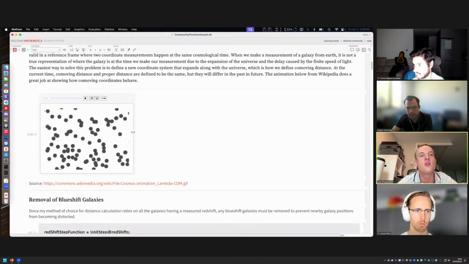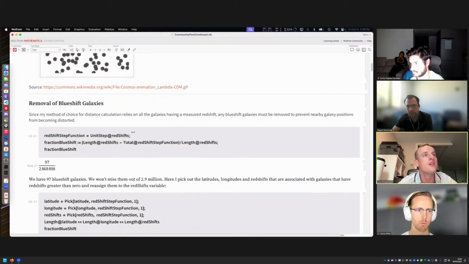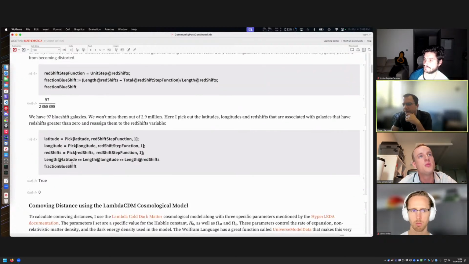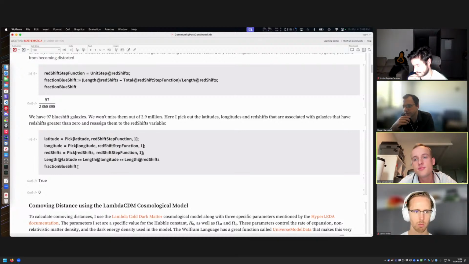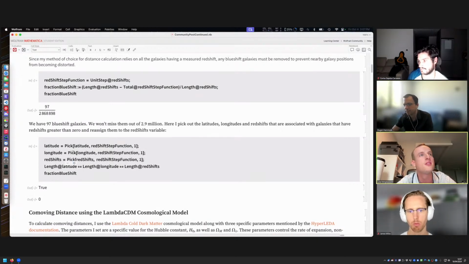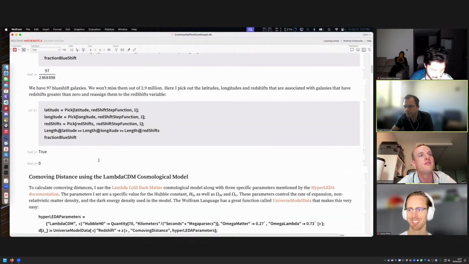I got the co-moving distance. But first, since we're using redshifts to calculate distance, I had to make sure there are no negative redshifts. So here I'm just getting the fraction of negative redshift galaxies in the data set. But what does negative redshift mean exactly? They're blueshifted. It's basically super close galaxies, moving towards you, I guess. Like in our local cluster. They're the closest galaxies. So here I just removed them. There's only 97 out of about 2.8 million, so not too significant.